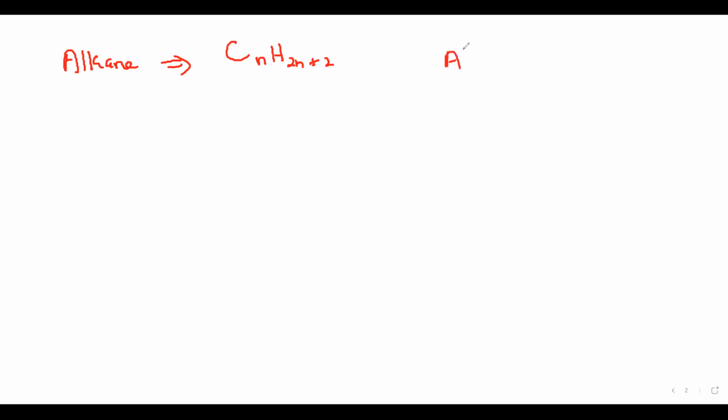And if it is an alkene, I'll give an example for both. If it's an alkene, the general formula is CnH2n. It means the number of hydrogens will always be twice the number of carbons. So if I want to write a formula for propane, prop means the value of n is equal to 3 carbon atoms.